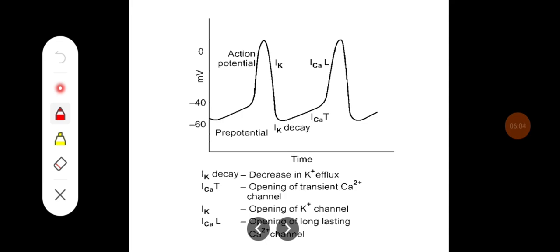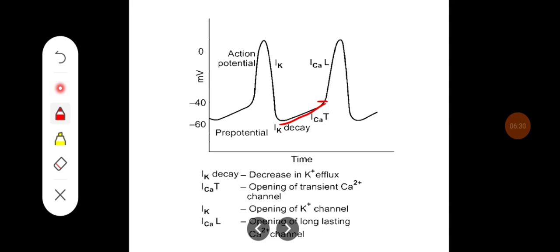This diagram shows the slow response type of action potential in the AV node or SA node. So the initial phase is not rapid, but it is very slow, which is called the pre-potential, till it reaches the threshold level. The ionic basis is for the pre-potential.